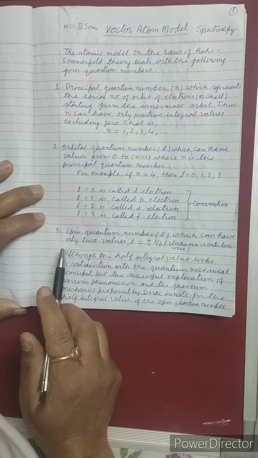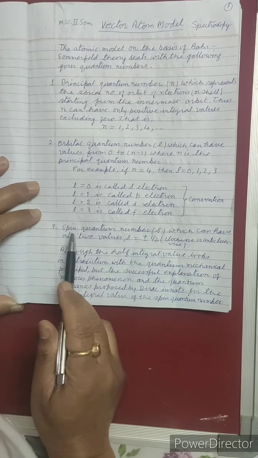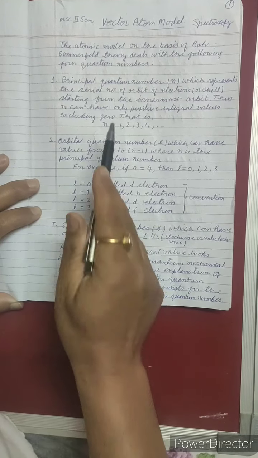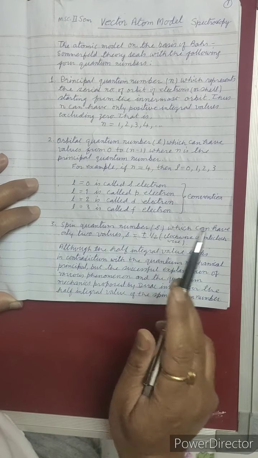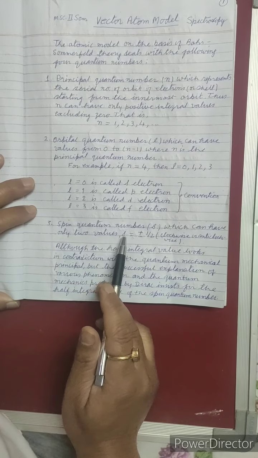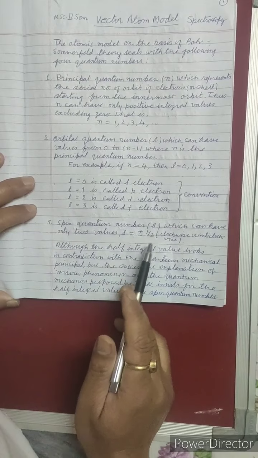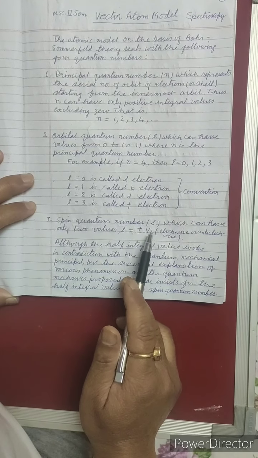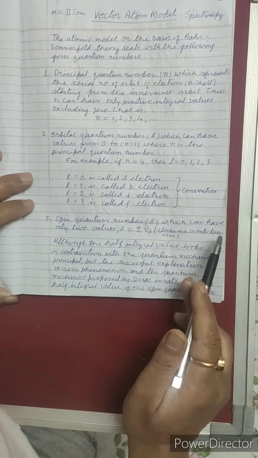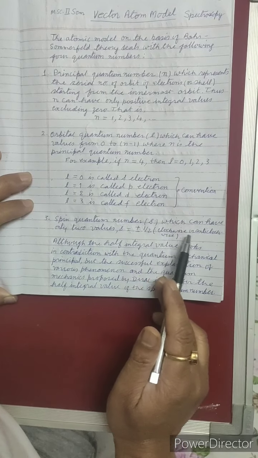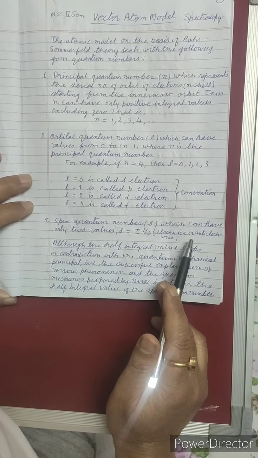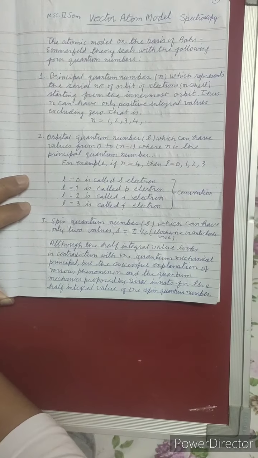The other quantum number, number 3, is called the spin quantum number, which is indicated by small s. The small letters are used for individual electrons, which can have only two values. s is equal to plus minus half. Plus, for example, you can say clockwise direction, or minus half is indicated for anti-clockwise direction.